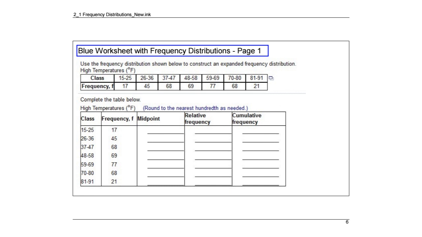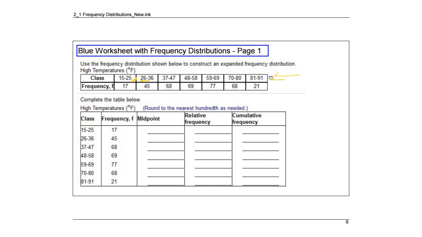All right, so I'm actually going to do the work on the next few pages, but I wanted to show you this. So we have a frequency distribution already set up. We've got the classes on the first row here. We have 15 to 25. These are temperatures, 26 to 36, 37 to 47, and so on. Okay, so they already put our classes together for us. Notice there's no overlap. This one ends at 25, but the next one starts at 26. And then they already tallied the frequencies for us as well.